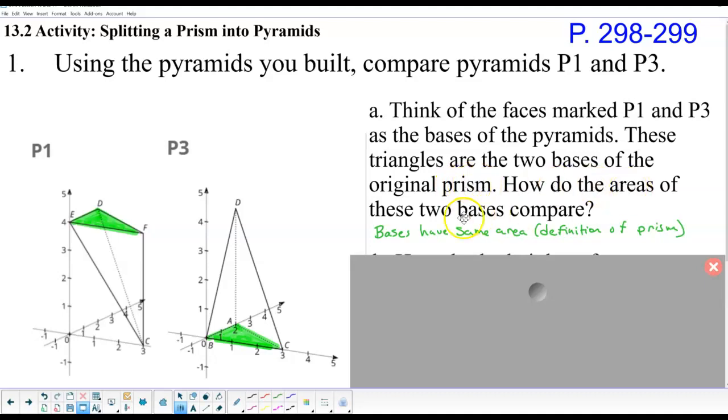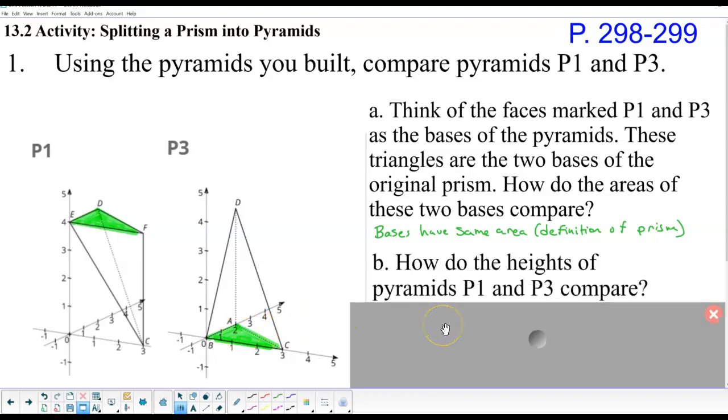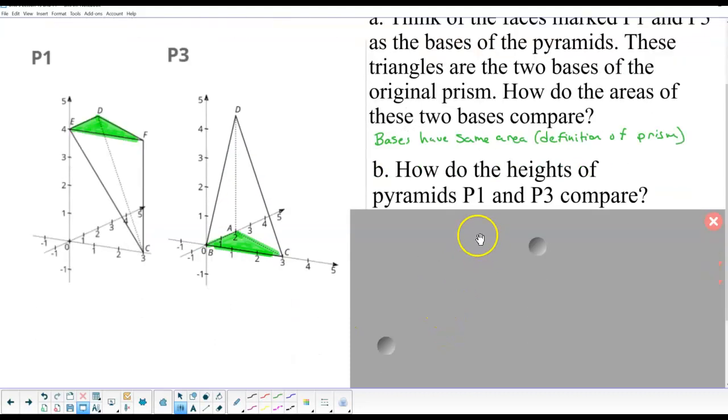So how do we know the areas of the two bases compare? Well, in a prism, the base areas have to be the same because the definition of a prism is that it has two congruent bases. So we already know that the areas are the same based off of the fact it formed a prism, or we could calculate that. How do we know the heights of P1 and P3 compare?